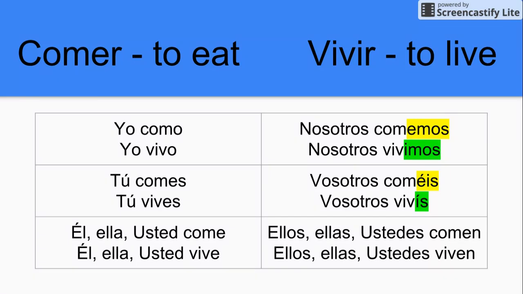Yo como, yo vivo. Tú comes, tú vives. Él, usted come. Él, usted vive. Nosotros comemos. Nosotros vivimos. Vosotros coméis. Vosotros vivís. Ellos, ellas, ustedes comen. Ellos, ellas, ustedes viven. Again, we see that there's an E for the ER verbs and an I for the IR verbs.